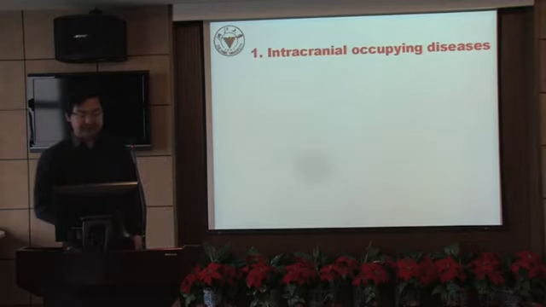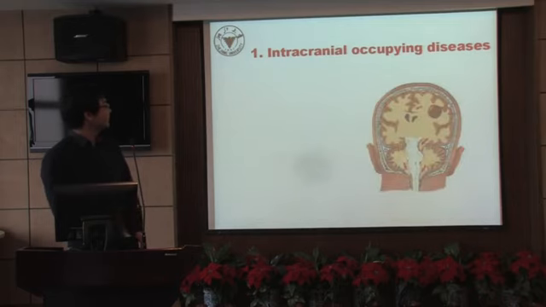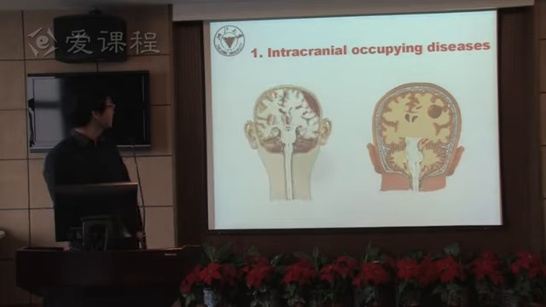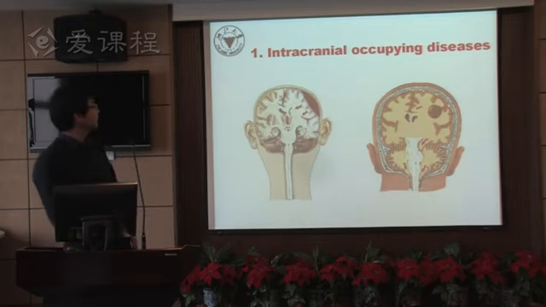The first cause of intracranial hypertension is intracranial occupying disease. Intracranial occupying disease includes brain tumor. We can see here, this is a brain tumor inside the brain tissue. It also includes hematoma. We can see here, intracranial hematoma. Sometimes it also includes brain abscess and brain inflammation and so on.